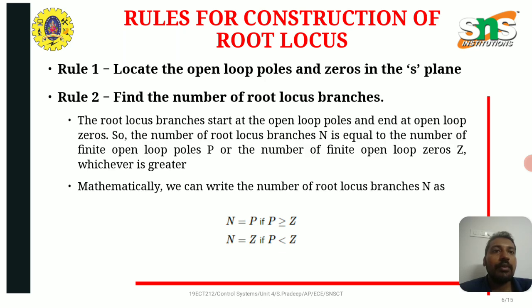So the number of root locus branches n is equal to the number of finite open loop poles p or the number of finite open loop zeros z, whichever is greater. Mathematically, we can write the number of root locus branches n as n equal to p if p is greater than or equal to z, and n equal to z if p is less than z.